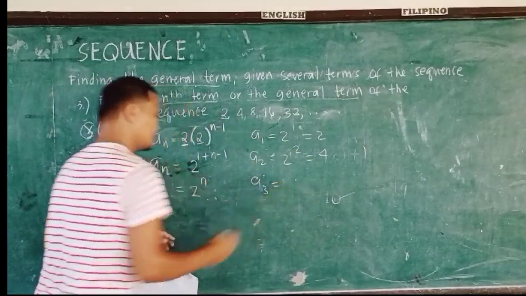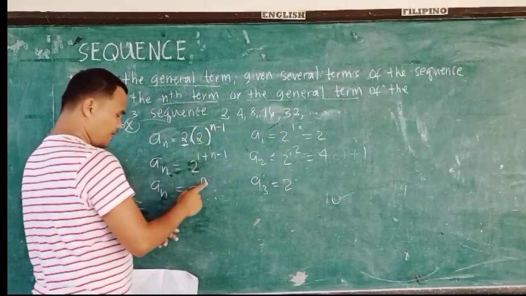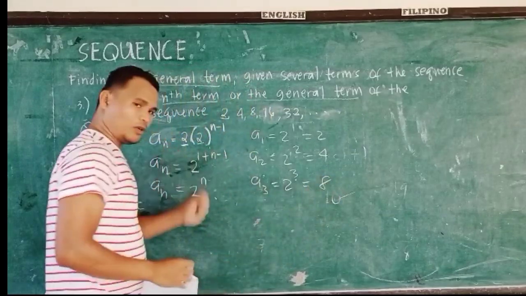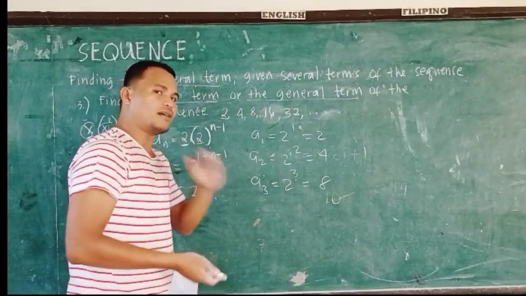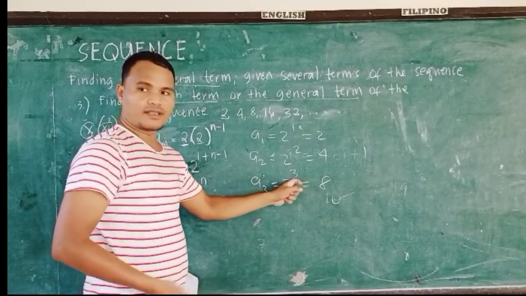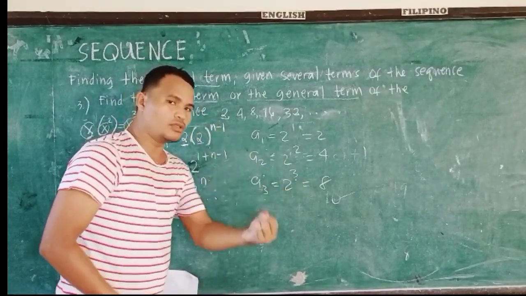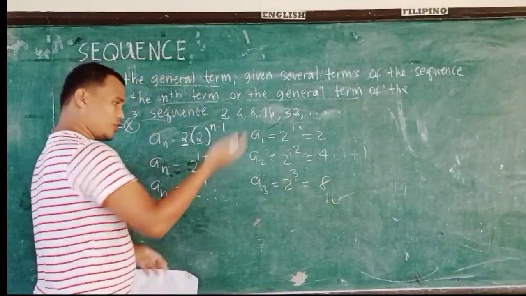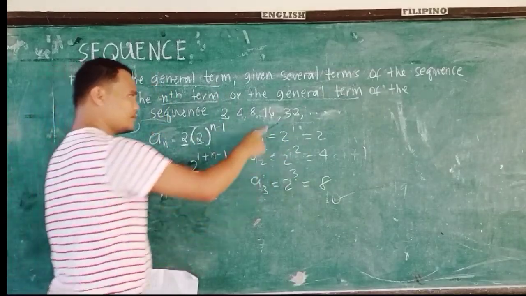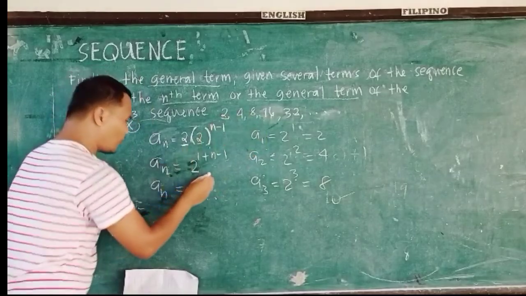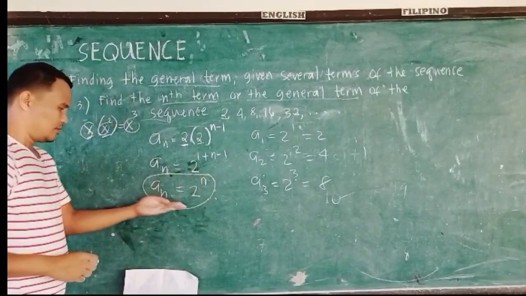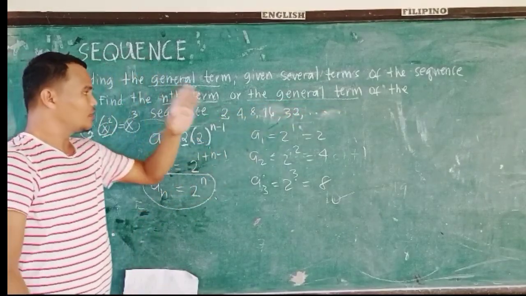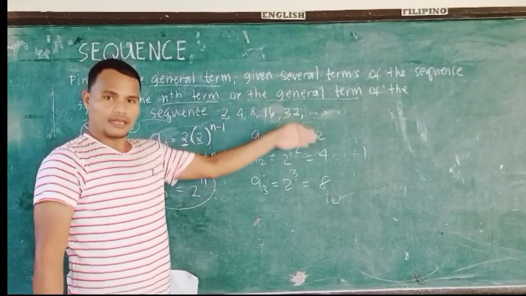For a sub 3, copy 2. Our n is 3. So 2 raised to the power of 3 is not 6 but 8. Remember nga ang exponent nagpasabot kung pila ka beses i-multiply ang base. So here the exponent is 3. Katulo i-multiply ang base nga 2. So 2 times 2 times 2, that's 8. Are they the same? Yes. So if we continue, it will result in the same term, which is equal to 16. Therefore, this is the nth term or the general term of the sequence 2, 4, 8, 16, 32, and so on.